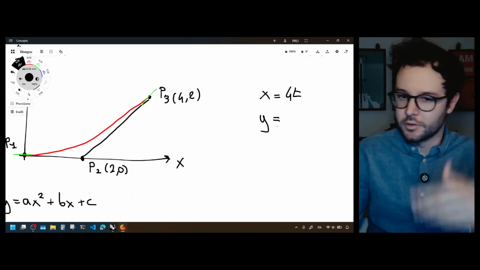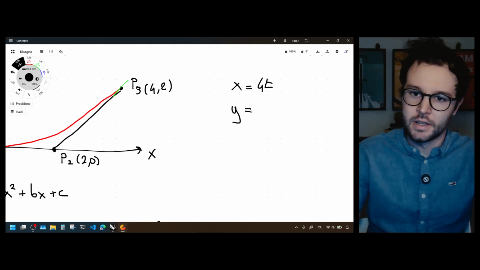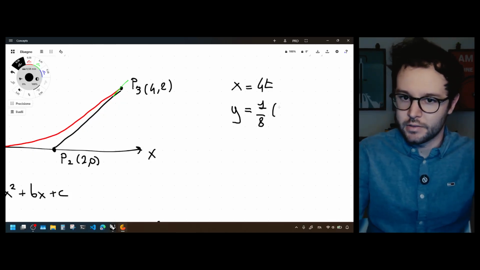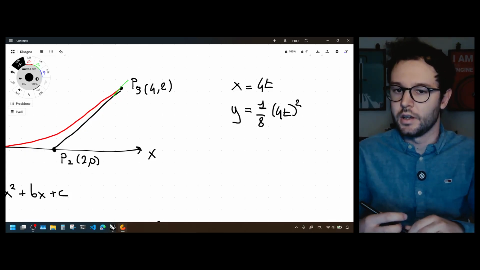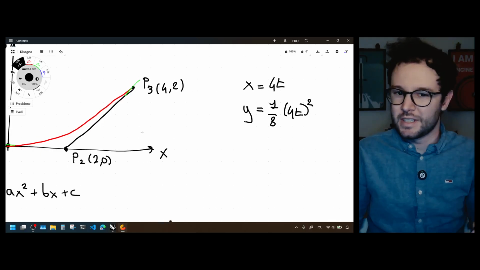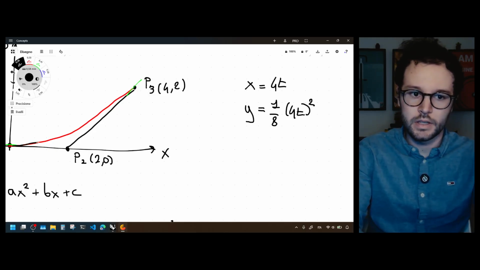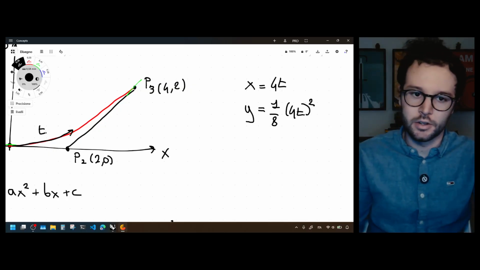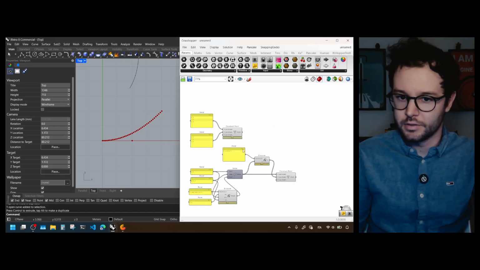Now we could rewrite the entire generic form, but we already know a, b, and c for this case. So let's just do 1/8, and instead of x squared, we have 4t squared. So this is the formulation using this t parameter. What t is describing is, you can imagine walking along this curve, and t is just defining a coordinate along this curve. So let's go back to Rhino and use this other formulation to do the same thing.